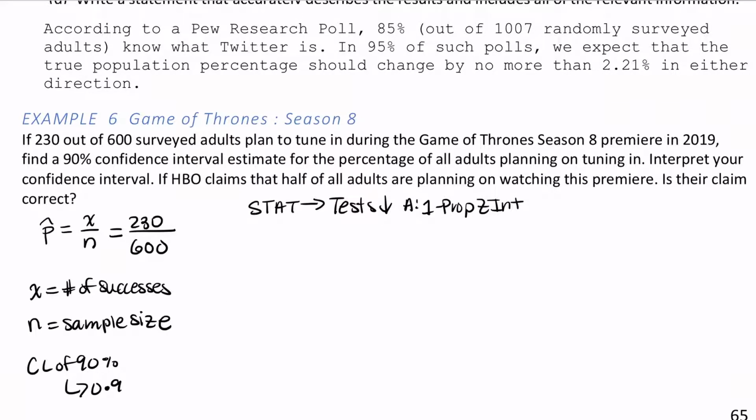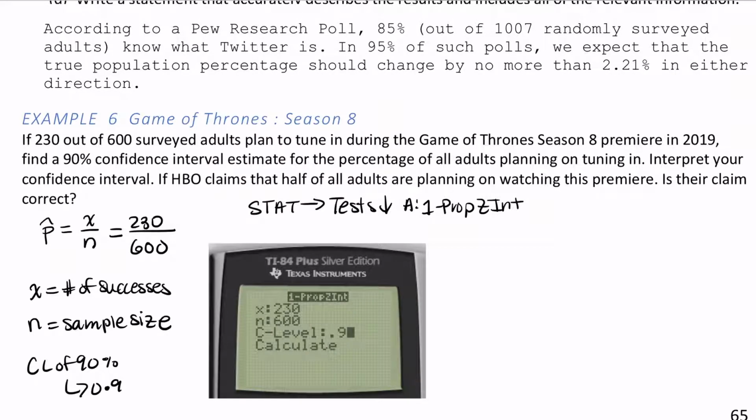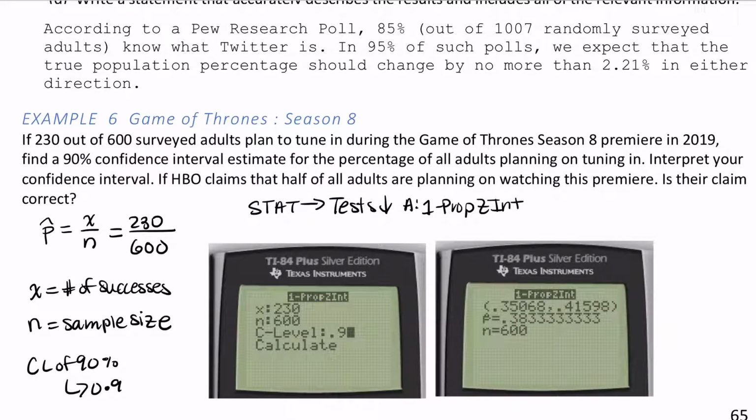Your screen on your calculator should look like this. If you notice, we put in our n, we put in our x, and we put in our confidence level as a decimal. And this is what your calculator should show once you're done with this step. So if you notice, here is our confidence interval.